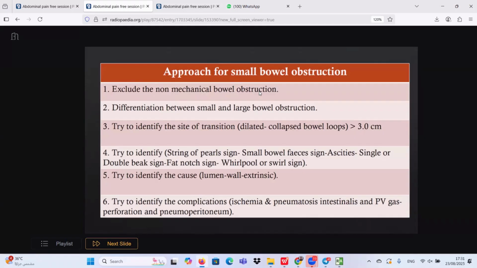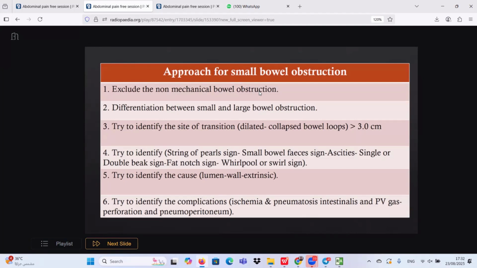I want to say also, sometimes for the juniors, it's difficult to identify the transition point. Please trace either the dilated bowel segments to get the transition point, or you can trace the collapsed bowel segment to get the transition point, okay? Try both of these ways, okay?